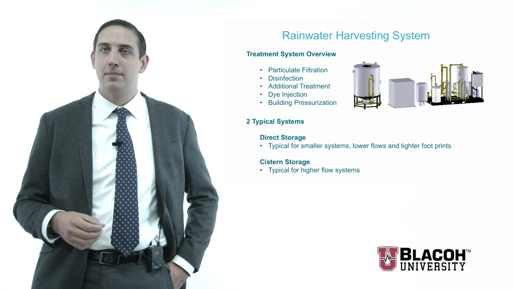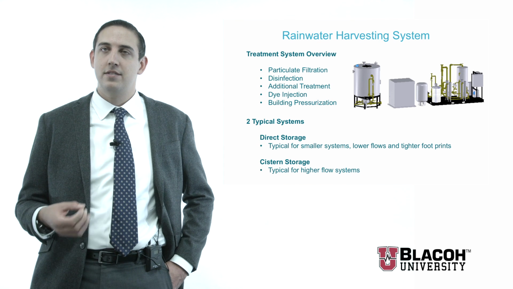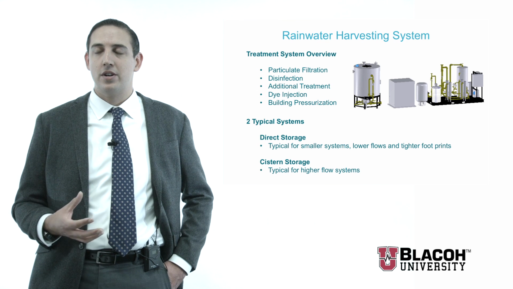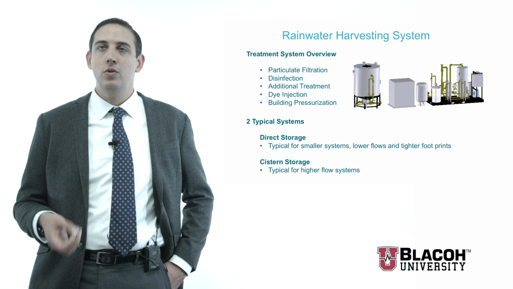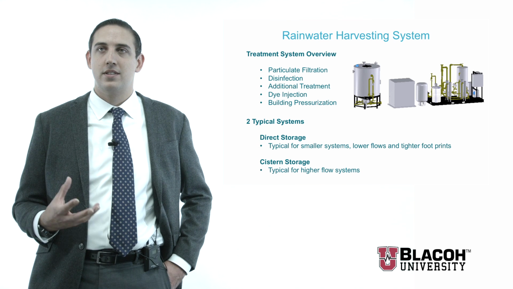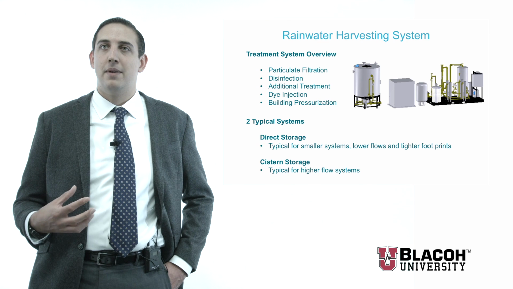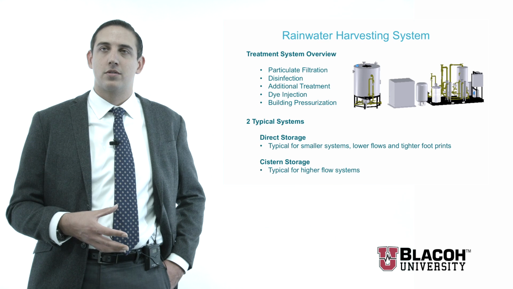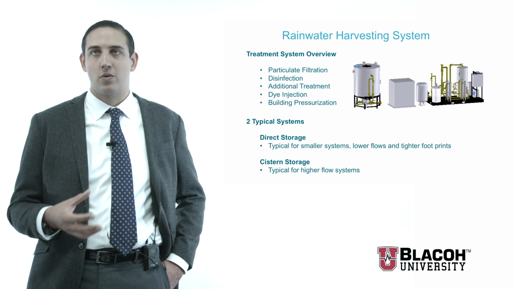Moving from the roof catchment surface, and even actually after the cistern, the third and arguably most critical facet of a rainwater system is the actual rainwater treatment system. And at a minimum, it does particulate filtration, disinfection, non-potable identification, and water repressurization. There are two different styles of treatment systems, and they're differentiated by how they interact with the cistern tank. There's what's referred to as a cistern storage system, and then what's referred to as a direct storage system.